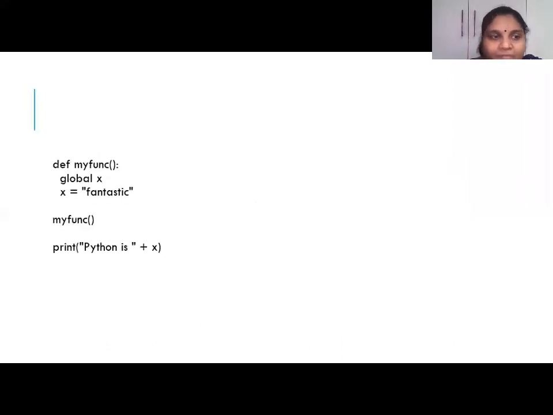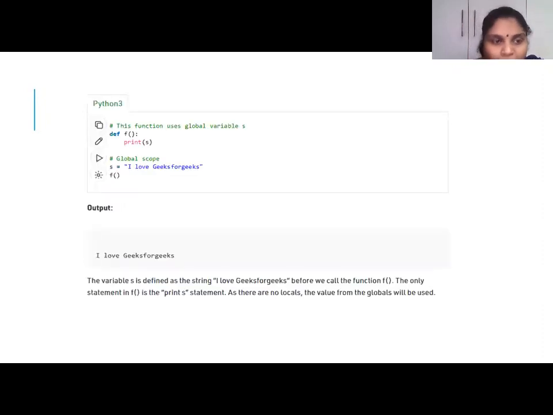So one example I've given here: define my function, global X. So what is the meaning? Even though it is declared inside a function, it is not considered a local variable. It is considered a global variable. And whatever value I am assigning, now I am assigning X is equal to fantastic. So if I call my function and say print Python is X, it is going to print fantastic because it is declared as a global variable.